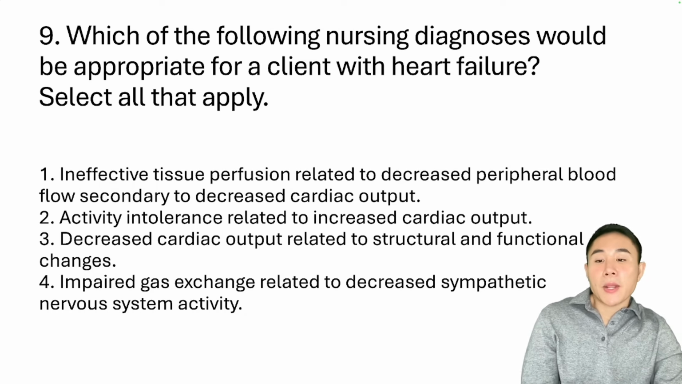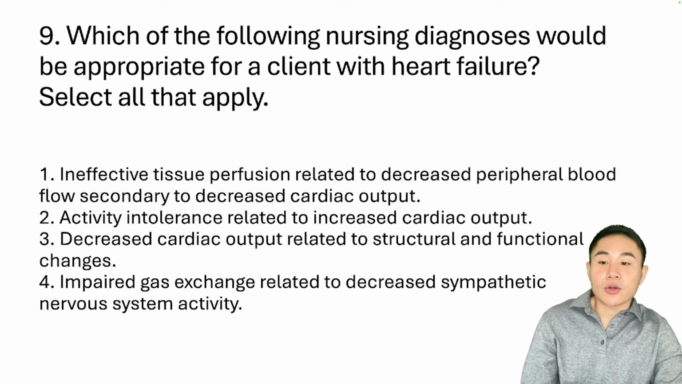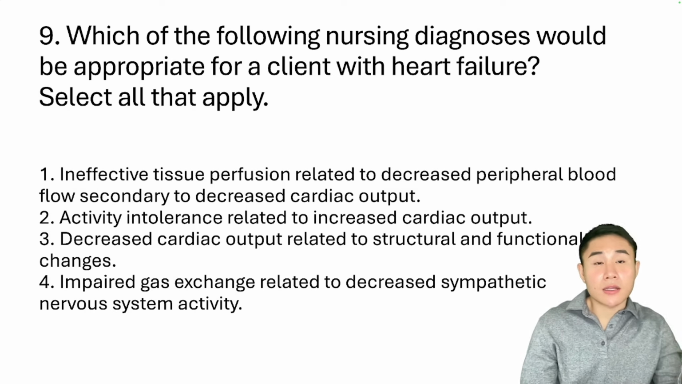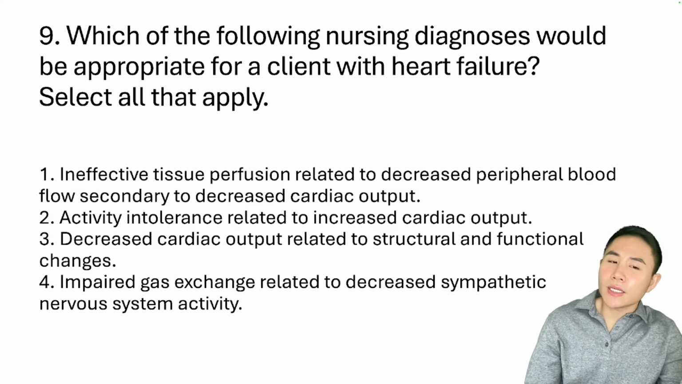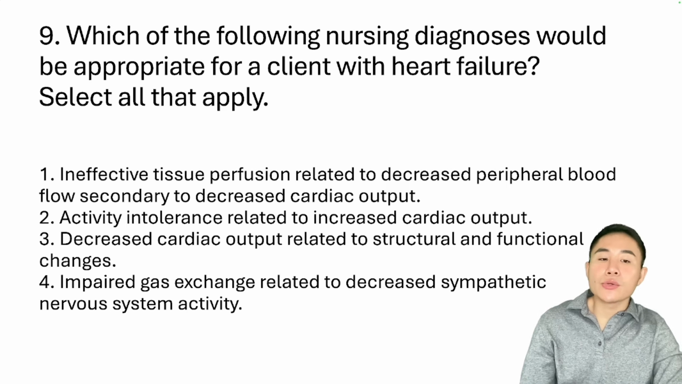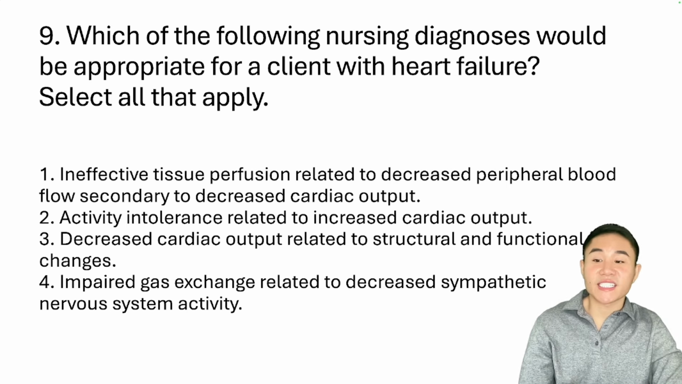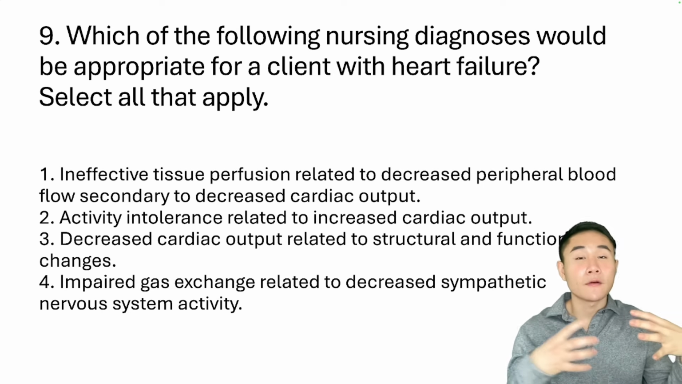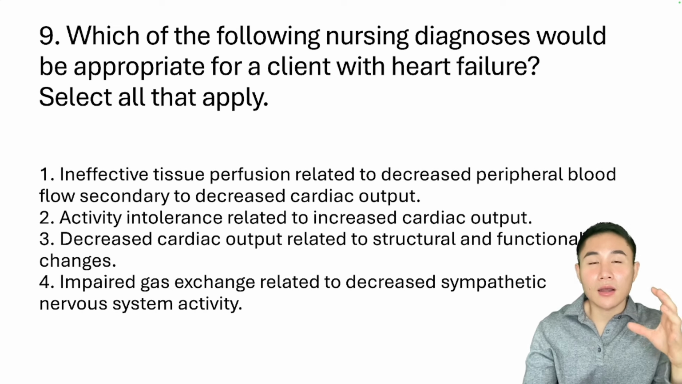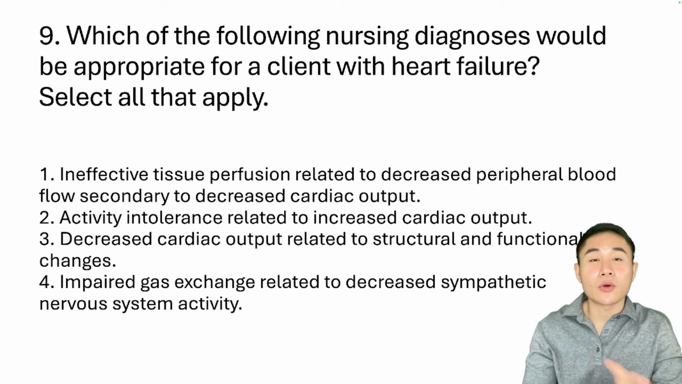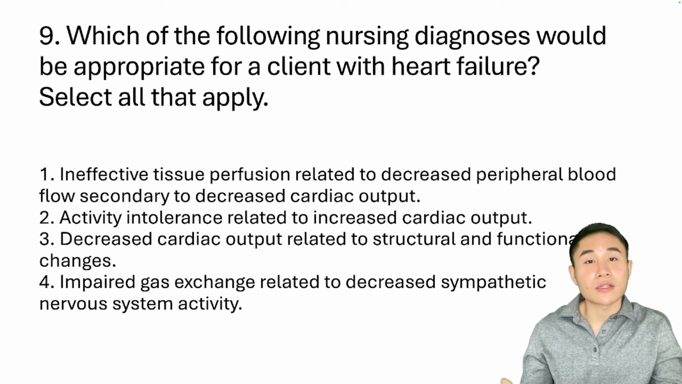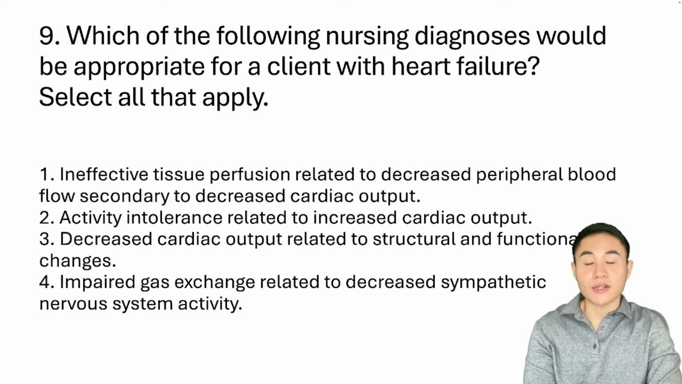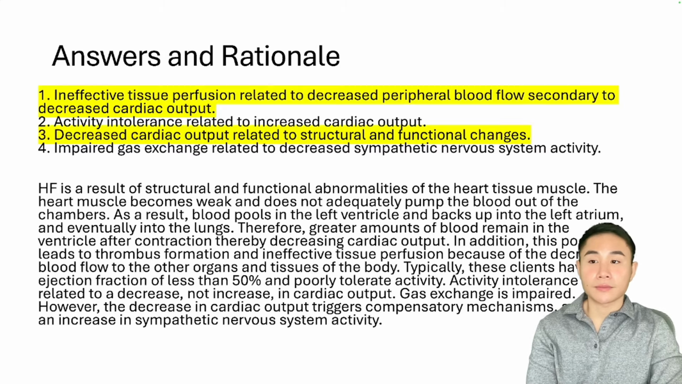Number 4, impaired gas exchange related to decreased sympathetic nervous system activities. Impaired gas exchange, correct, because of the backup of the blood flow. But related to decreased sympathetic nervous system activity, that's not correct. Usually in a heart failure patient, there will be an increase in sympathetic nervous system activity, because remember, the body tries to compensate by constricting the arteries so that the pressure of the blood perfusing the tissue can be increased, so that more blood can perfuse the rest of the body. So it's an increase in sympathetic nervous system activity, not a decrease. So 1 and 3 are correct.